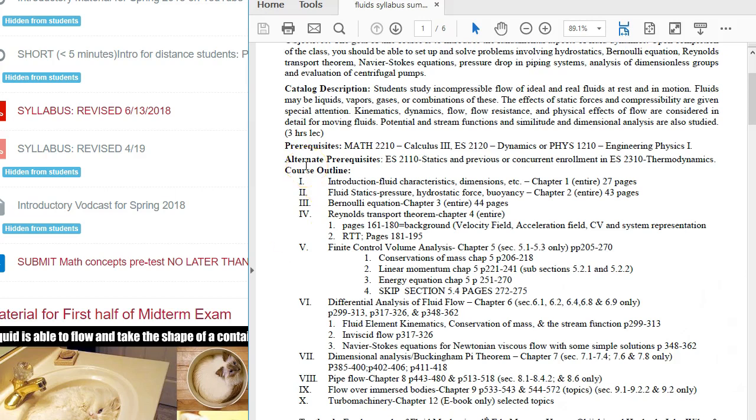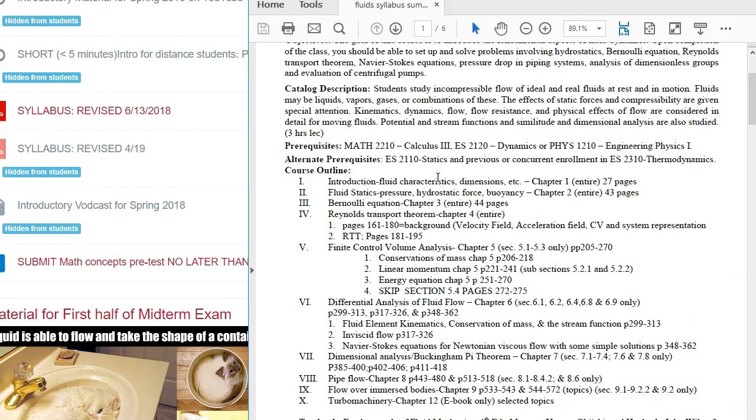So the prerequisites, you really need to have completed Calc 3 and either Dynamics or Physics 1. However, if you have successfully completed Statics and you have either completed or are concurrently enrolled in Thermo, I will consider that adequate for your enrollment. Now, the reason that we have Calc 3 as a prerequisite is because the math in here really requires that level of knowledge of calculus. So it's not an arbitrary or sorting prerequisite. It's just that that's how much math you need in order to finish this course successfully.